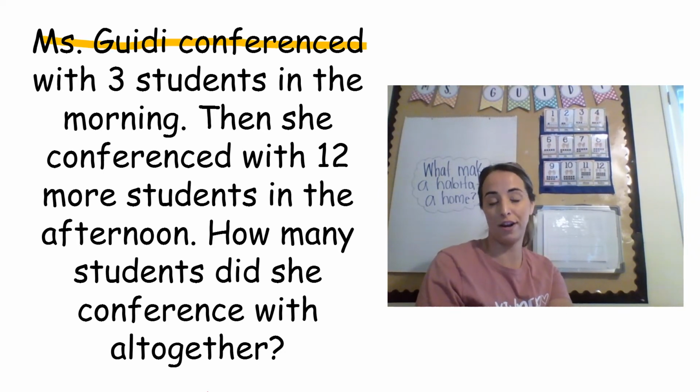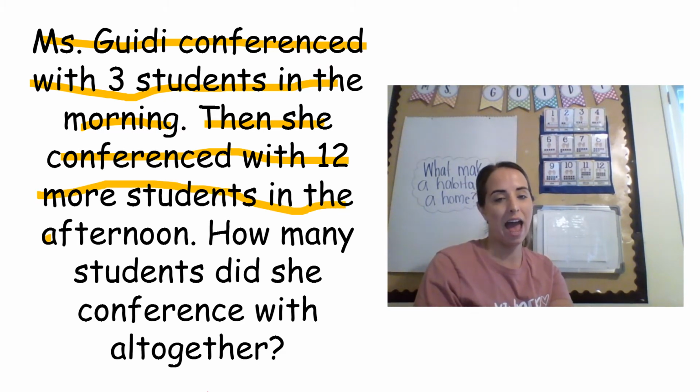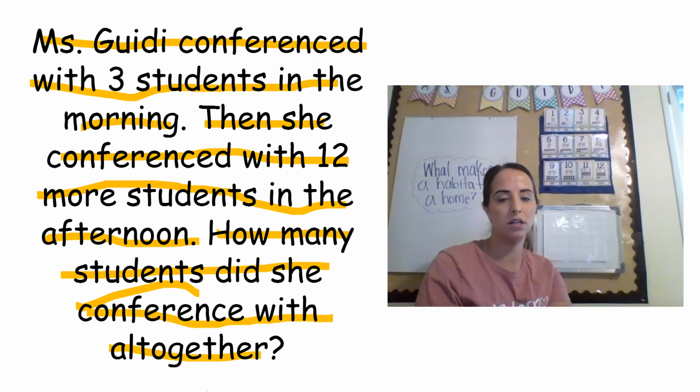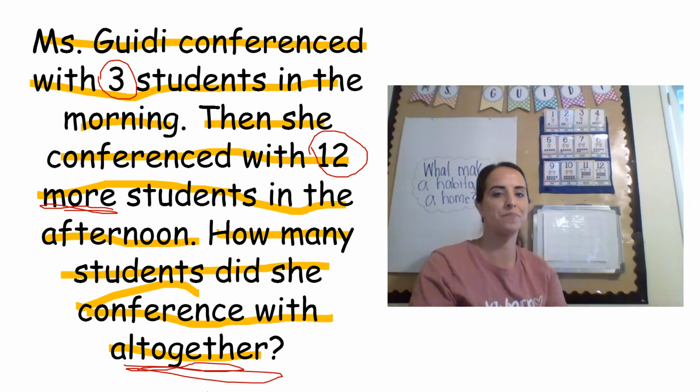Miss Guidi conferenced with 3 students in the morning. Then she conferenced with 12 more students in the afternoon. How many students did she conference with all together? So I'm going to circle my numbers. 3, and 12. And then I'm going to underline more because that is telling me that I'm adding. And all together also tells me that I am adding. All right, here we go.